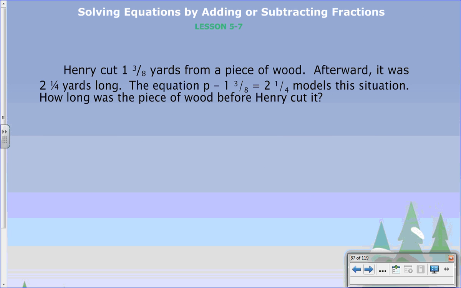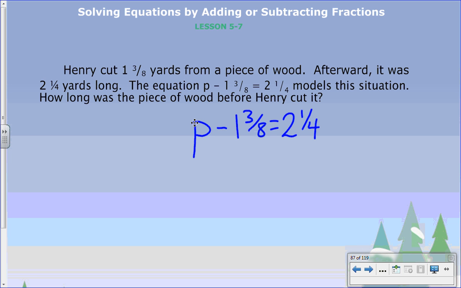So now it's your turn. Henry cut 1 3/8 yards from a piece of wood. Afterward, it was 2 1/4 yards long. The equation P minus 1 3/8 is the same as 2 1/4 models the situation. How long was the piece of wood before Henry cut it?